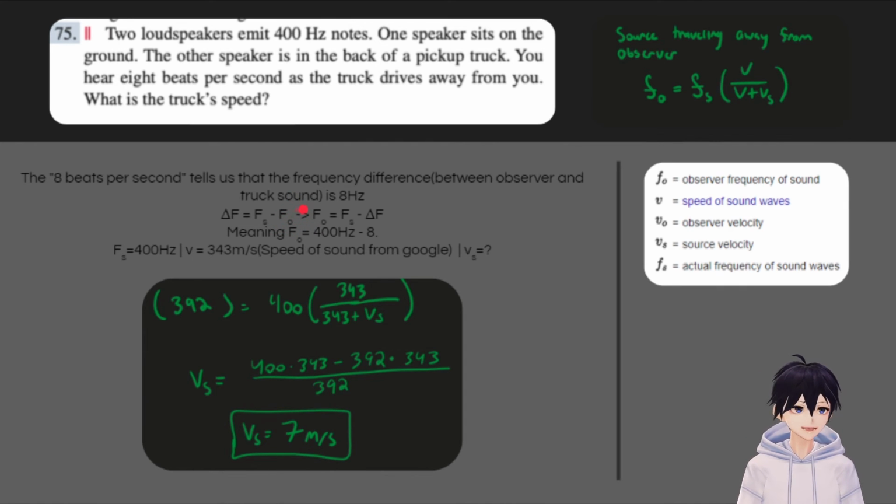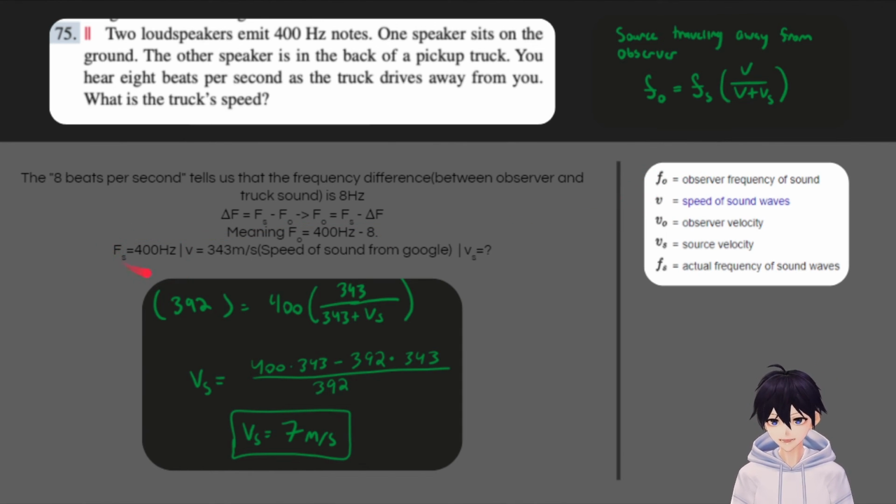And then we can manipulate the variables to get the frequency of the observer equals the actual frequency subtracted by the difference in frequency. Then I just plug in the numbers right here, our actual frequency being 400 hertz and the difference in frequency being 8. And that just leaves us with 392 as our f of O.